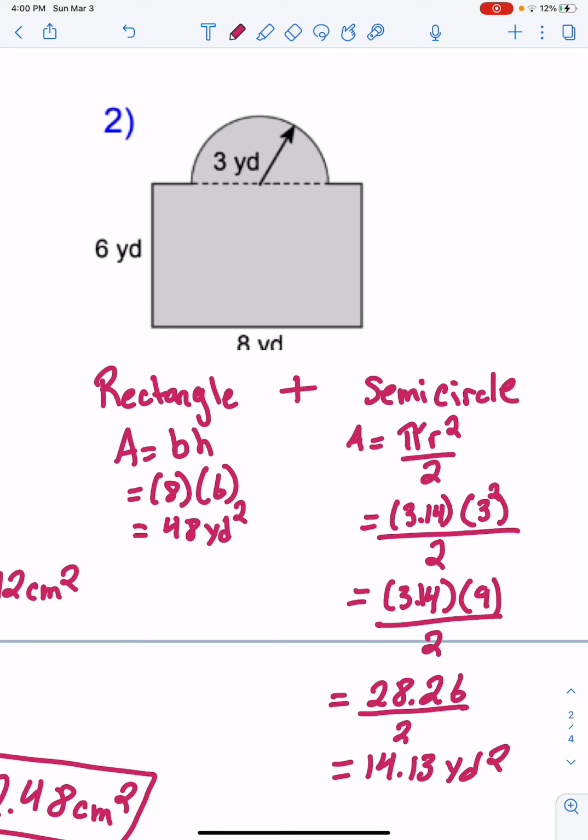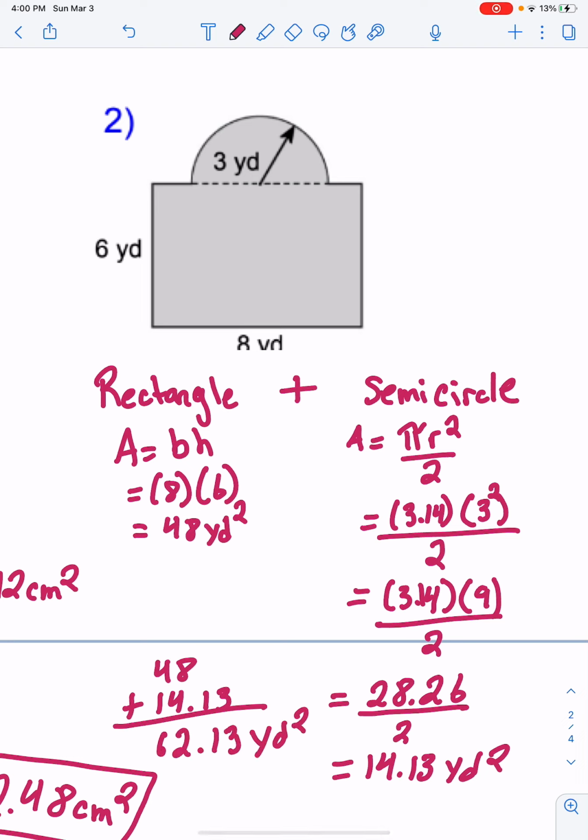All right, so we've now found the area of the rectangle and the area of the semicircle, and we get to add them together. So let's do 48 plus 14.13, and that's going to give us our final answer of 62.13 yards squared, and that is the area of this figure.